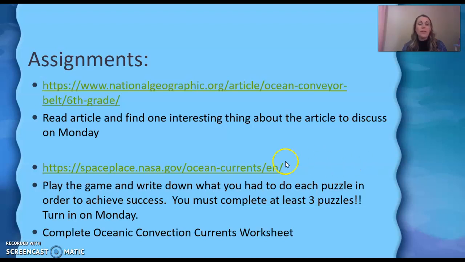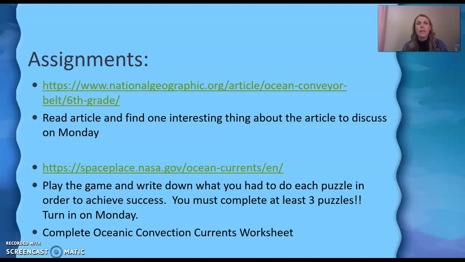And we are going to go to this link here at the bottom that says Space Place, and you're going to play the game. It's got some puzzles to it. I tried it myself, so don't try to not play the game. You've got to play this game, because then you're going to write down what you had to do for each puzzle in order to achieve success. Now, I have to say, I tried the first two. They were pretty easy. You at least have to do 3, because by the time I got to the third, it got a little harder. And I want you to write down what you have to do in each puzzle.